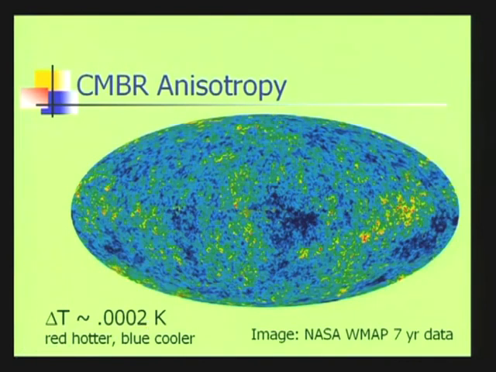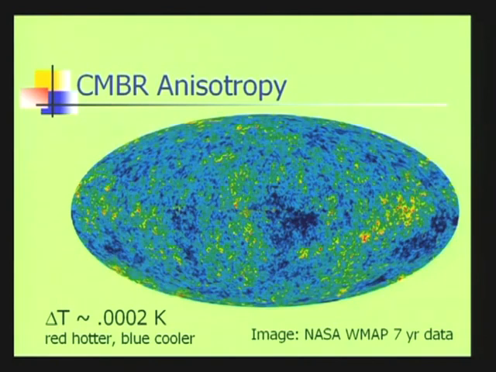And this is an image made by a NASA satellite called WMAP, Wilkinson Microwave Anisotropy Probe, and the satellite is still carrying out observations. This image shows you the result of 7 years of their observation. In this image the redder parts are hotter and the bluer parts are cooler. So the cosmic microwave background radiation is isotropic to a very large degree.